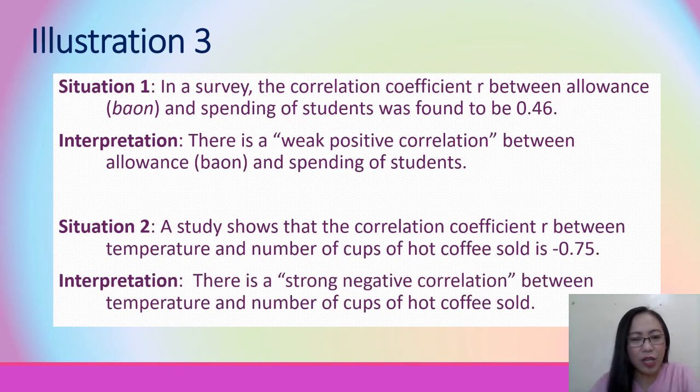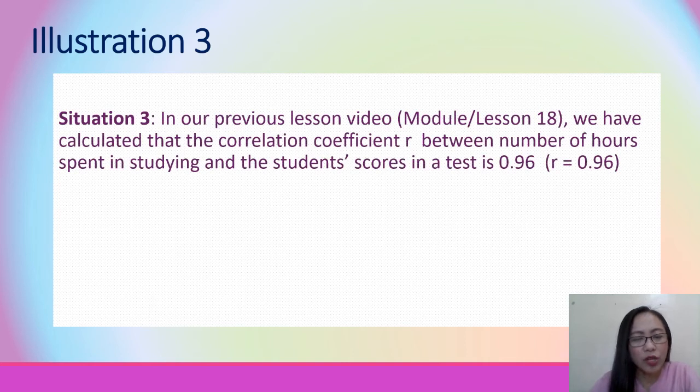Therefore, for our interpretation, we can say that there is a strong negative correlation between temperature and the number of cups of hot coffee sold. Okay, let's have one more of that. Situation number 3. In our previous lesson video, module 18 or lesson 18, we calculated the correlation coefficient R between the number of hours spent studying and the students' scores in a test as 0.96. In other words, the R we calculated was 0.96. How are we going to interpret this?